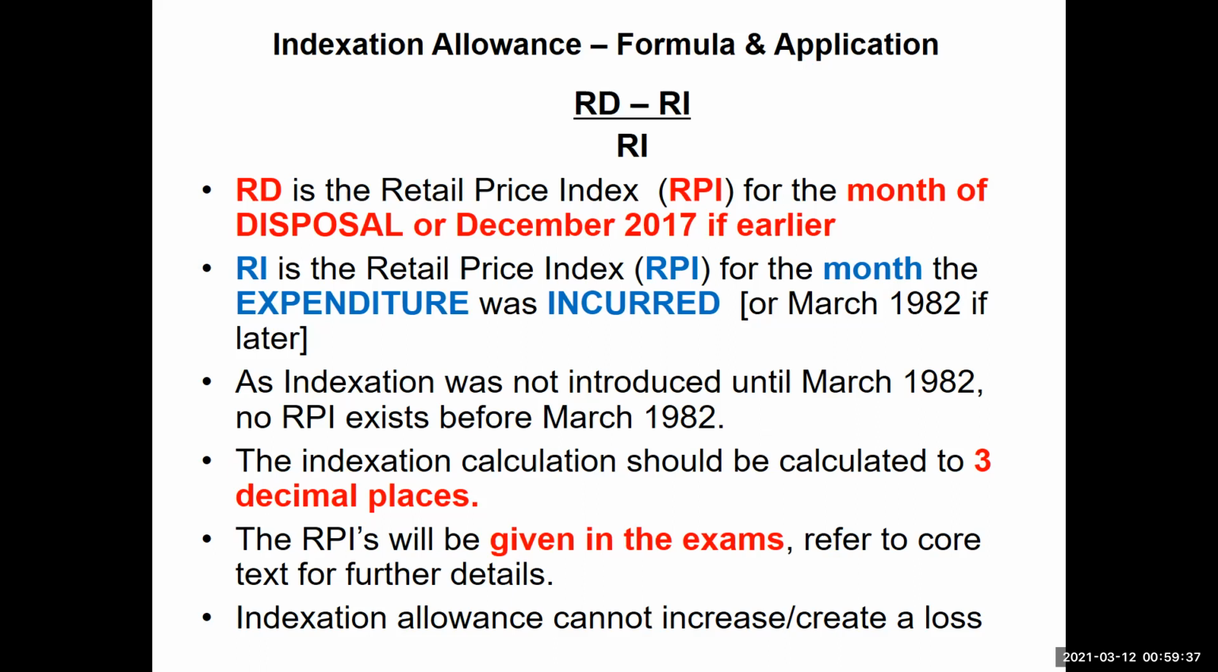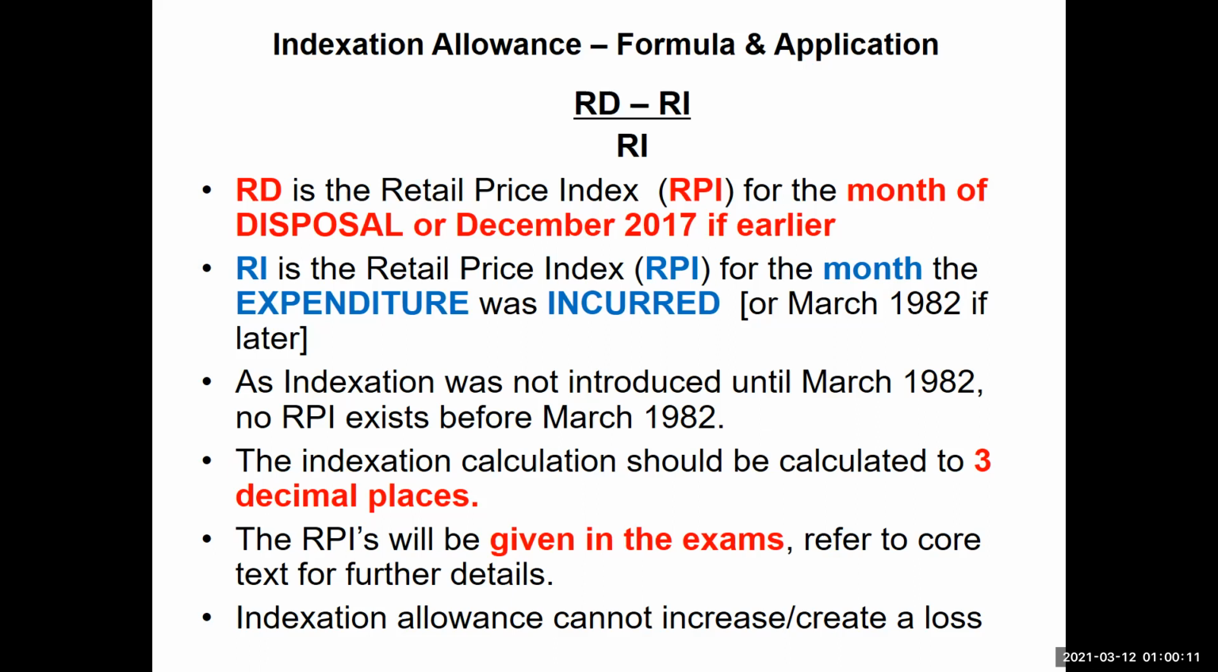Okay. Now I'll run through this quickly. Make sure all your indexation allowances, or your indexation computation, is limited to 3 decimal places. You normally get the RPIs in the exams, okay? It was introduced in March 1982, so there would be no RPIs existing prior to 1982. Now, whenever we make a gain, the indexation allowance could reduce the gain downwards, okay? But indexation allowance shouldn't throw off our gain into a loss.